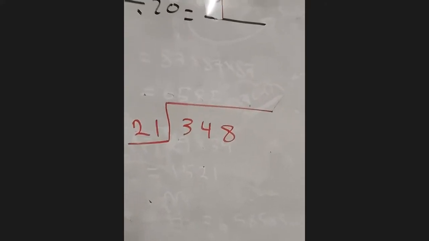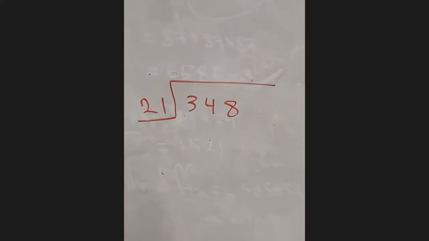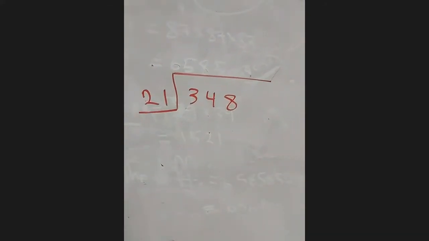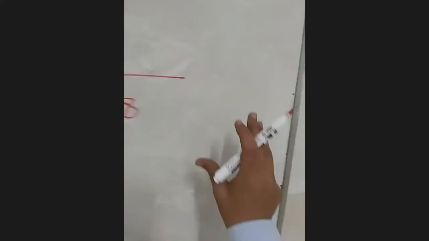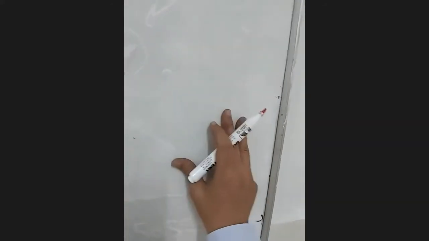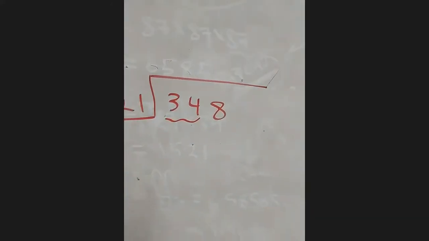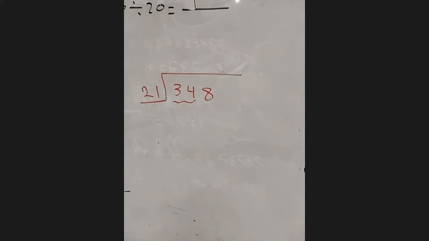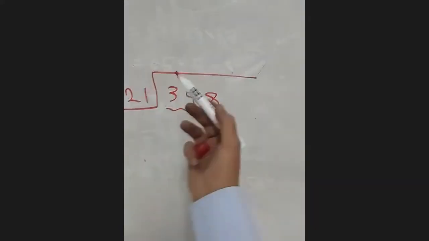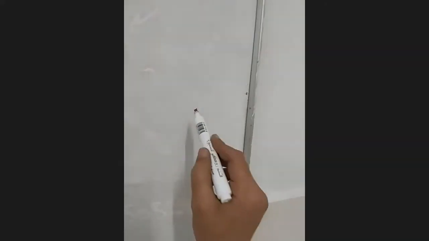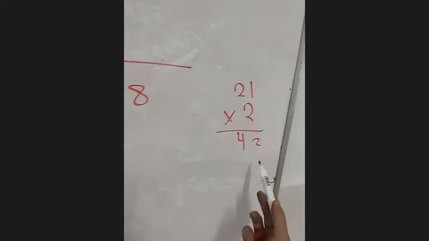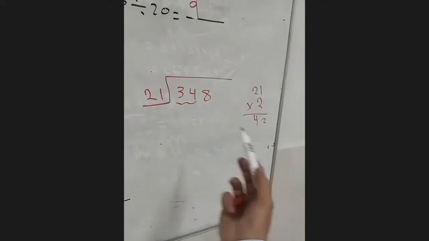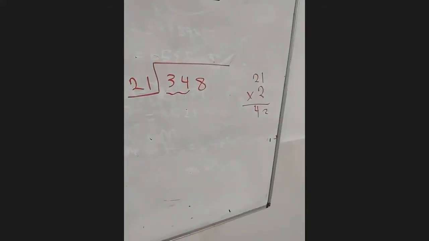What will we choose? Do we know the timetable of 21? No. So here we will guess and check numbers to get to 34, okay? Give me a number to check with the 21. 2. 2 by 21. 2 by 1 is 2. 2 by 2 is 4. That equals 42. So it's bigger than 34.